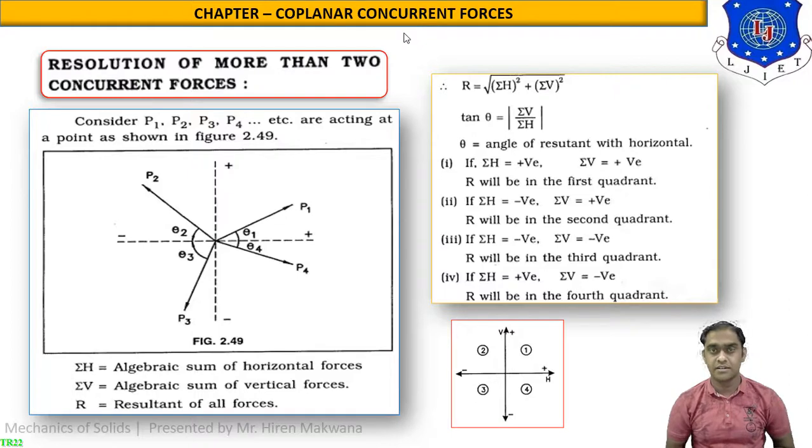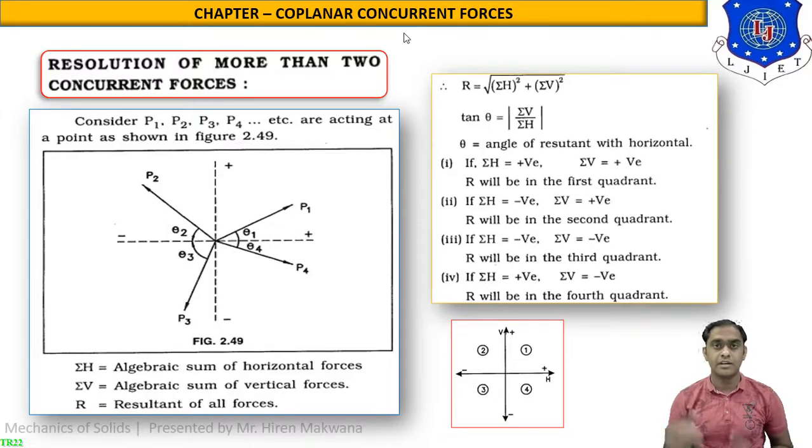In the last lecture, you remember that we discussed the numericals of the law of parallelogram of forces. But what is the limitation of the law of parallelogram of forces? Actually, in the law of parallelogram of forces, we can find the resultant of only two concurrent forces, P and Q. Then there will be a resultant R on the diagonal of the parallelogram.